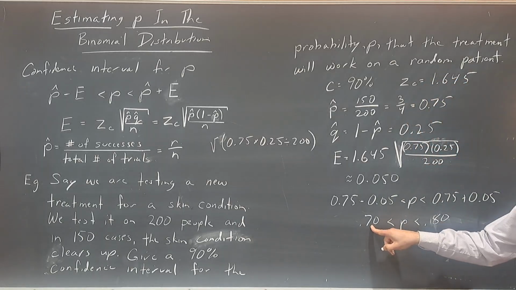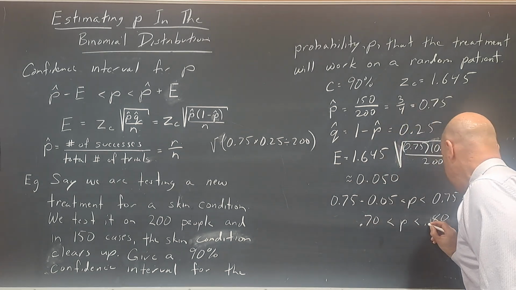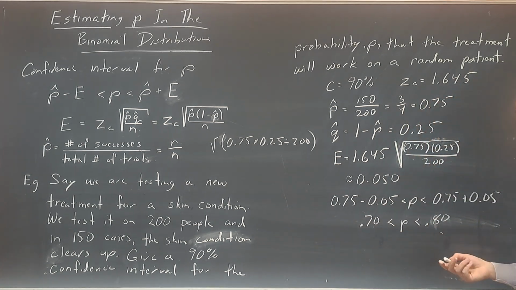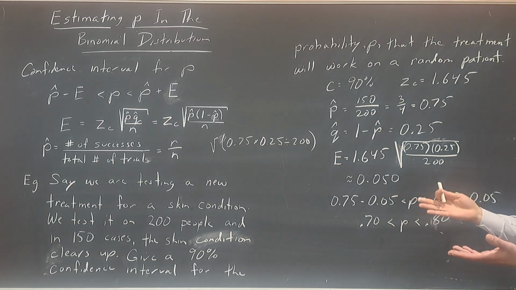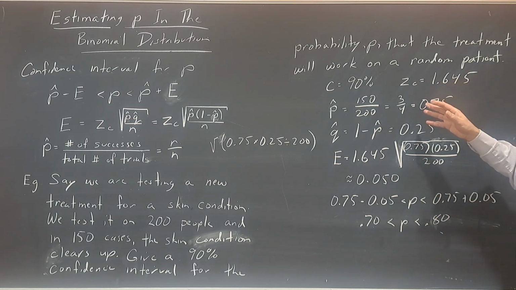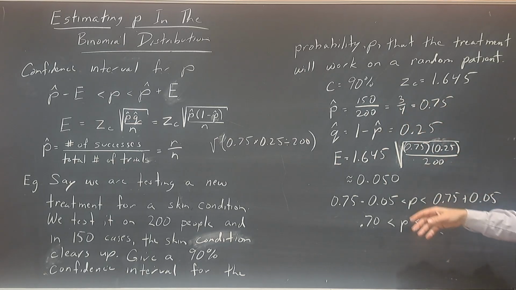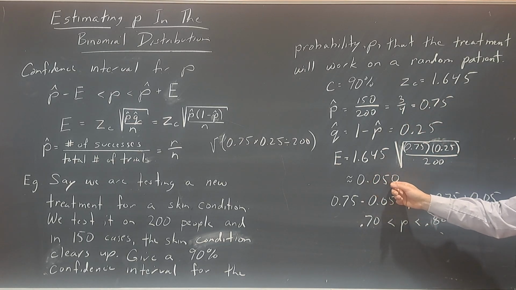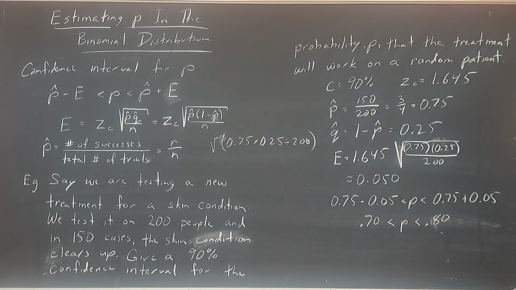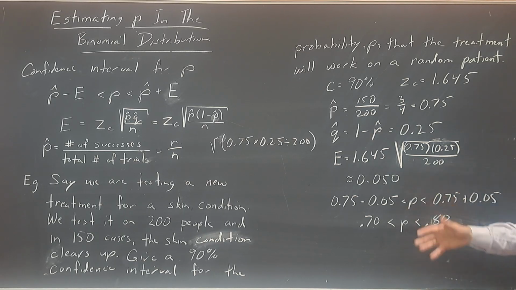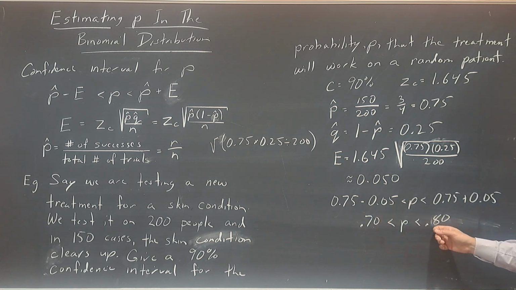This is 70%, of course. This is 80%. You can write it like that if you want. You can write 70% is less than P is less than 80%. And it makes sense that our best guess for P was 3/4, 75%. And it just so happened that this number worked out very nicely. A 90% confidence interval for P. We can be 90% sure that the true rate at which this treatment works across the whole population is between 70% and 80%.